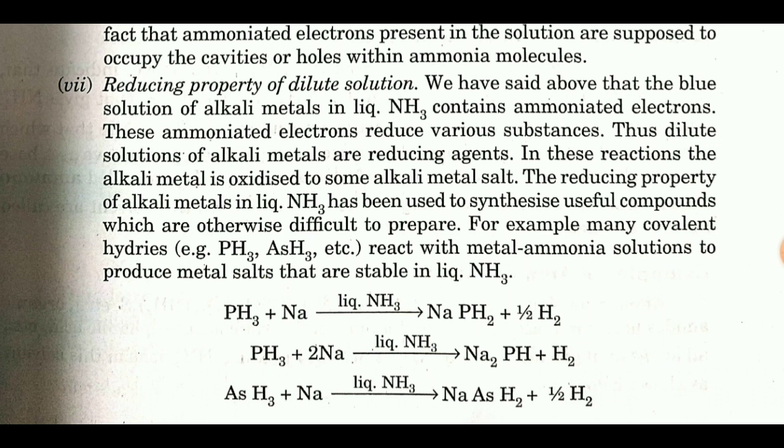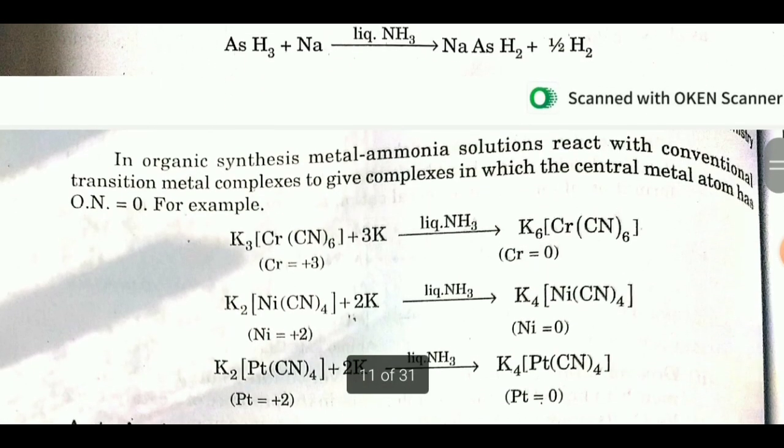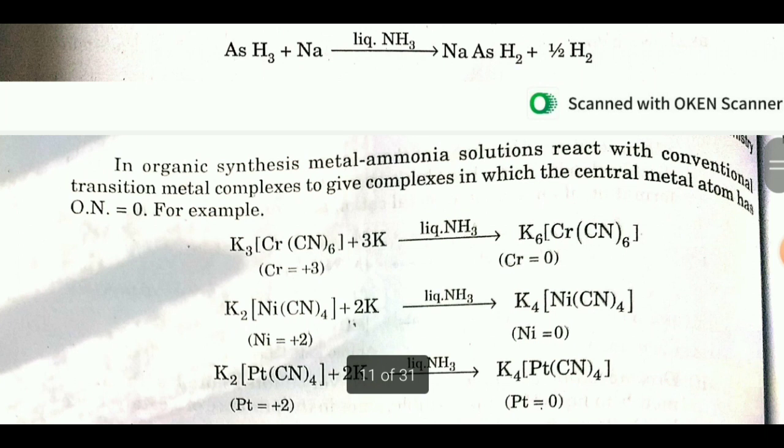The reducing property of alkali metal in liquid ammonia has been used to synthesize useful compounds which are otherwise difficult to prepare. For example, many covalent hydrides react with metal ammonia solution to produce metal salts that are stable in liquid ammonia. In inorganic synthesis, metal ammonia solution reacts with conventional transition metal complexes to give complexes in which the central metal atom has oxidation number 0.